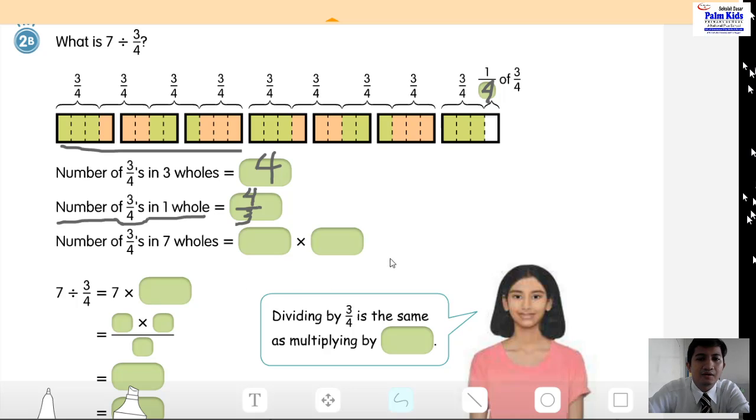Next, equals 1 per 3. Number of 3/4s in 7 wholes is, how do you get 1 per 3? This is 1 whole per 1 per 3. Number of 3/4 in 7 wholes is 1, 2, 3, 4, 5, 6, 7, 8, 9.